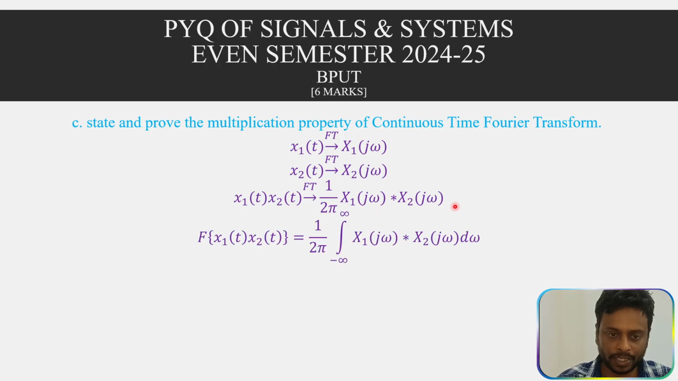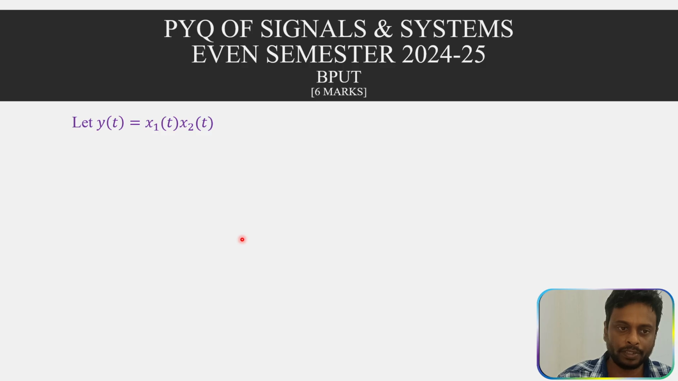Okay, so let us prove that. This is the Fourier transform: the Fourier transform of x1 of t into x2 of t is 1 upon 2 pi, the integral from minus infinity to plus infinity, of x1 of j omega convolved with x2 of j omega. We will prove this one. So next, let y of t equal x1 of t times x2 of t.